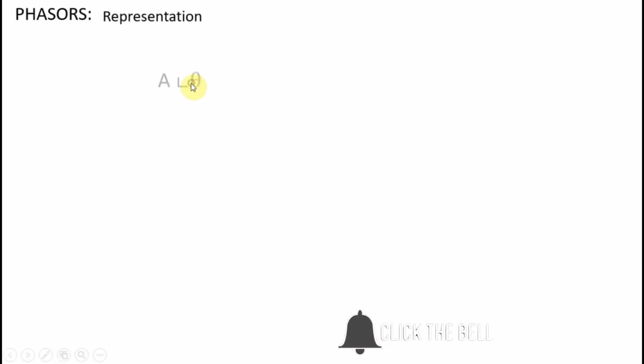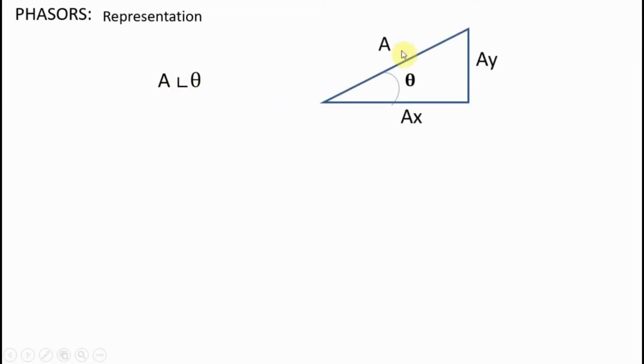So our representation is this one. This is the magnitude and this is the theta, the angle of direction. So you have here an angle. We can better understand this in this drawing.